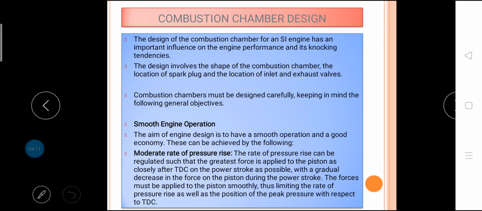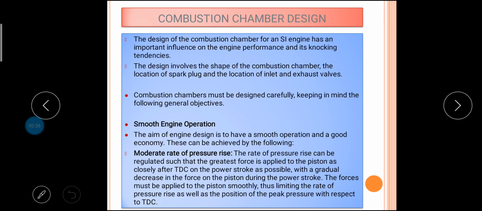Combustion chambers must be designed carefully, keeping in mind some general objectives. Smooth engine operation. The aim of any engine design is to have a smooth operation and a good economy. This can be achieved by a moderate rate of pressure rise.